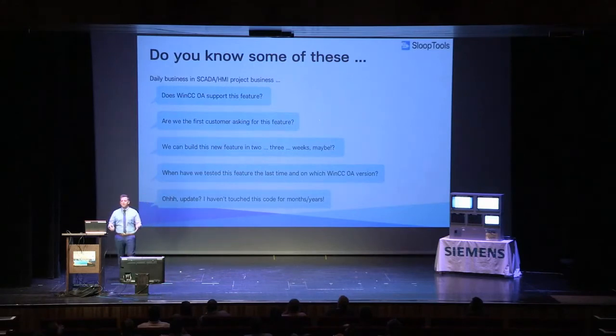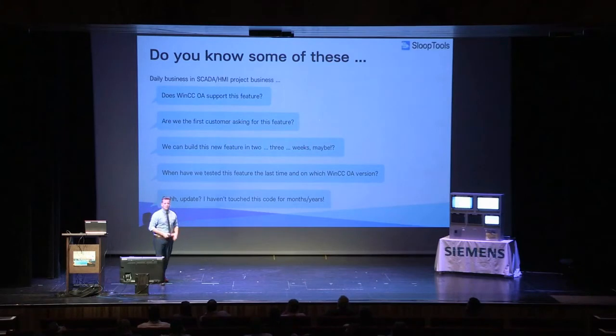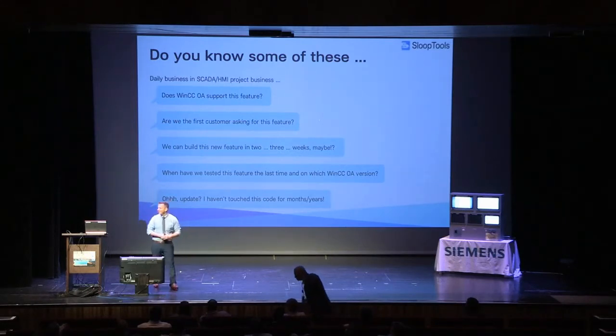I'm sure you know some of these. This is daily business in project work. Does WinCC OA support this feature that we need for the next project? No, they don't have it now, maybe they make it in the next version. Or are we the first customer asking for this new feature which is not available, and why don't they have it in the product? I've heard these questions a lot of times when I was product manager.